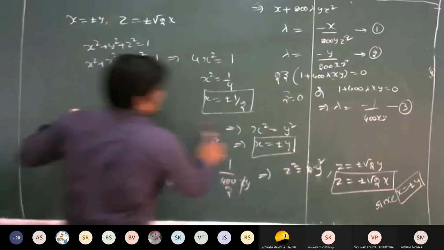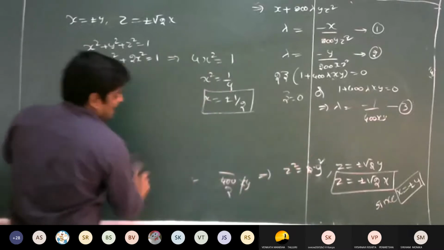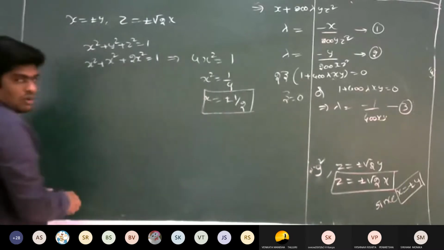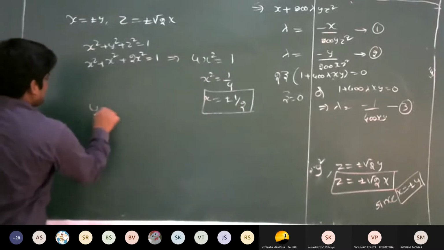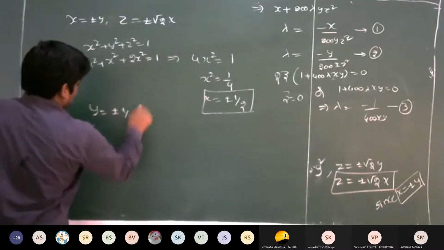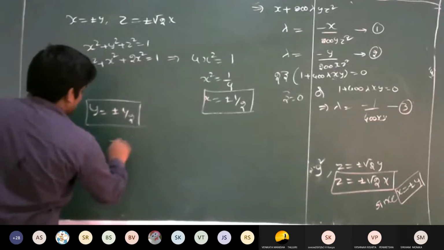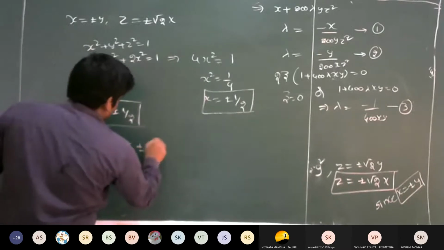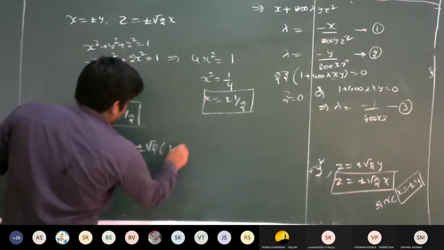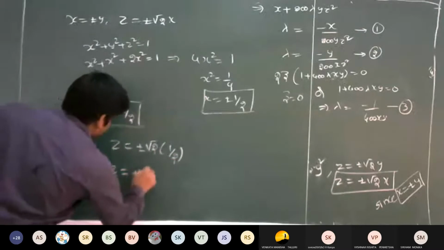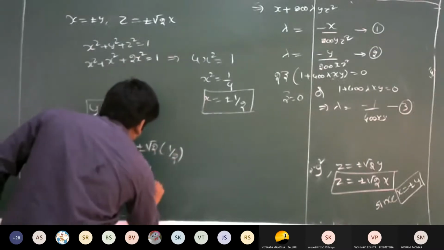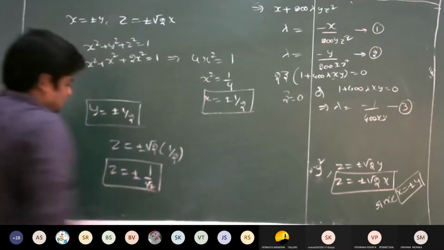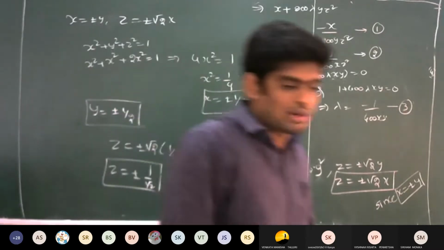So if x is equal to plus or minus 1 by 2, what is y? y is equal to plus or minus x. So y is also plus or minus 1 by 2. Next, what is z? z is equal to plus or minus root 2 into 1 by 2. So that is z is equal to plus or minus 1 by root 2. So is it clear? z is equal to plus or minus 1 by root 2.